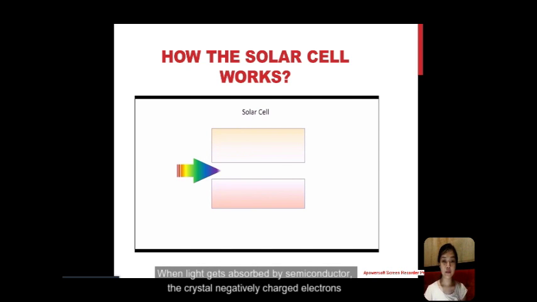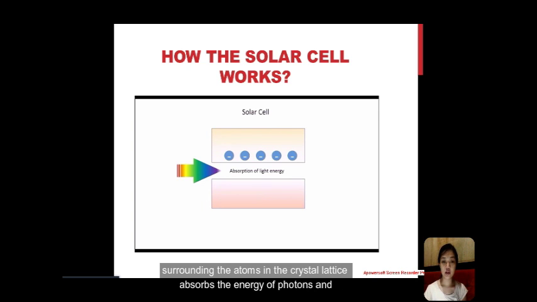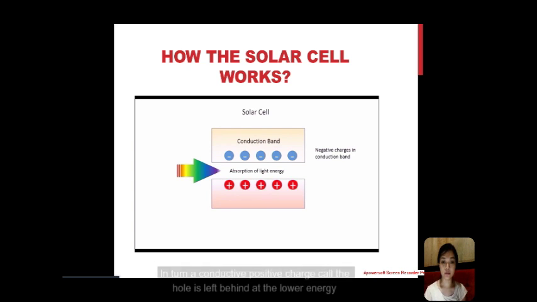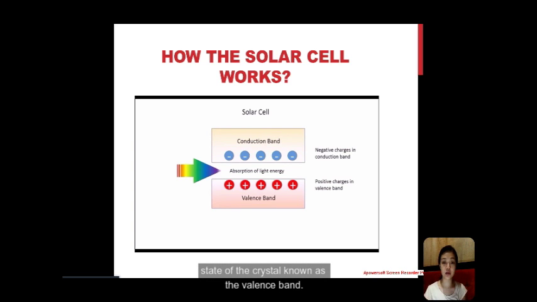When light gets absorbed by a semiconductor, the negatively charged electrons surrounding the atoms in the crystal lattice absorb the energy of photons and are promoted to conductive electronic states in the crystal, known as the conduction band. In turn, a conductive positive charge, called the hole, is left behind at the lower energy state of the crystal, known as the valence band.